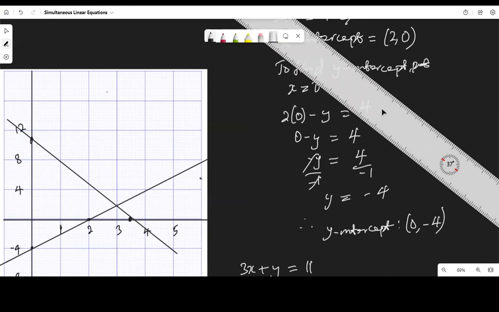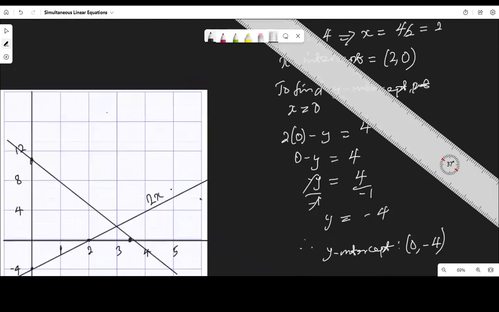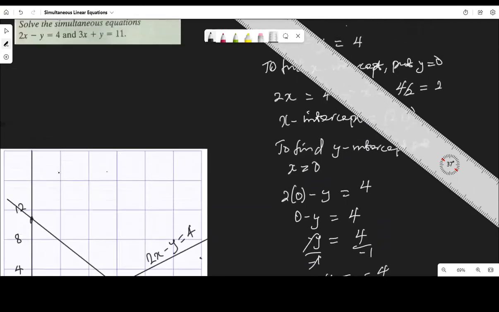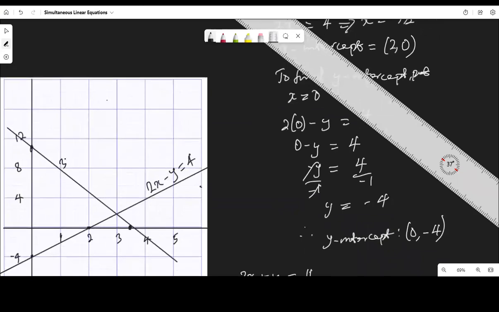So when the two lines intersect, that is the solution for the equation. Remember, this is a graph of 2x minus y equal to 4, and this is a graph of 3x plus y equal to 11. So the point where the two lines meet is the solution to this simultaneous equation.